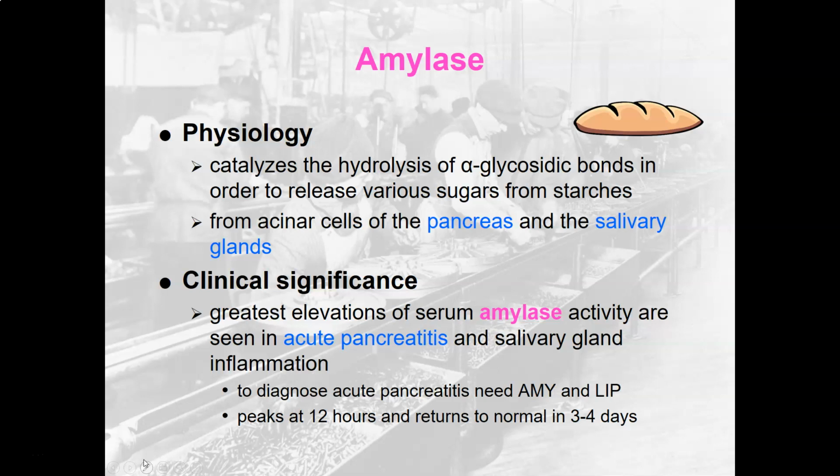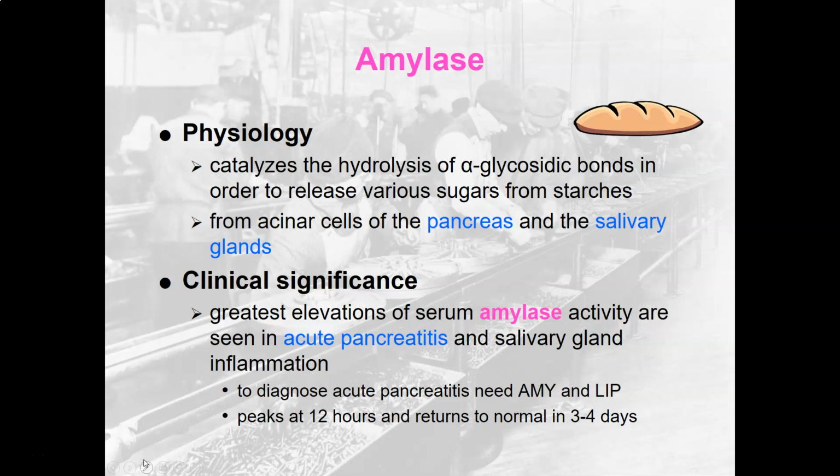Amylase catalyzes the hydrolysis of the alpha glycosidic bonds in starches in order to release various sugars from starches. Starches would be like breads, pasta, rice, but also vegetables and fruit. It is produced from the acinar cells of the pancreas and the salivary glands. So you have pancreatic amylase and salivary amylase.